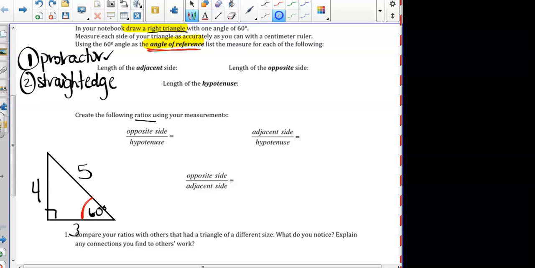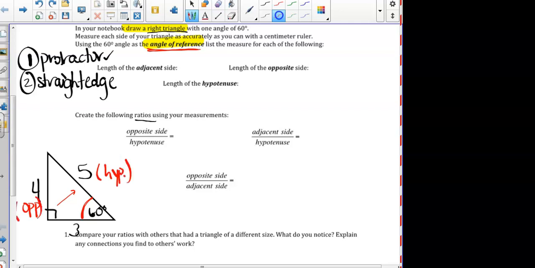Your angle of reference will not be the 90-degree angle. So if we are looking at the 60-degree angle, we need to figure out what side is opposite the 60-degree angle. And if we look at this right triangle, the 4 units long is the side opposite of the 60 degrees. We want to figure out what side is the hypotenuse. The hypotenuse will always be opposite the right angle. So this side here will be the hypotenuse.